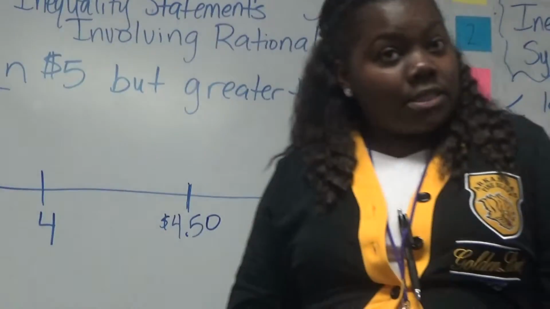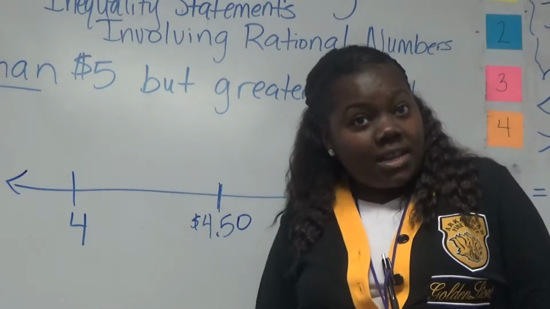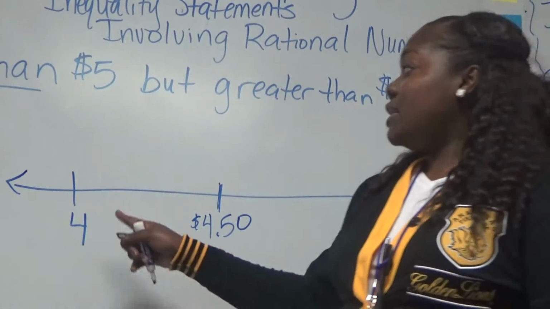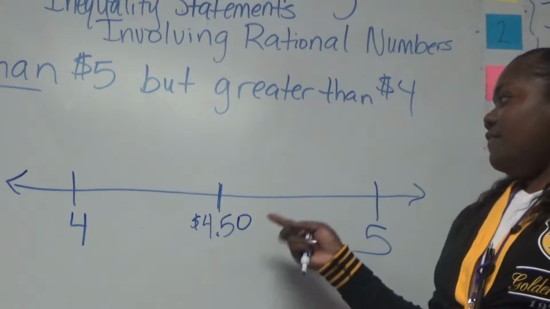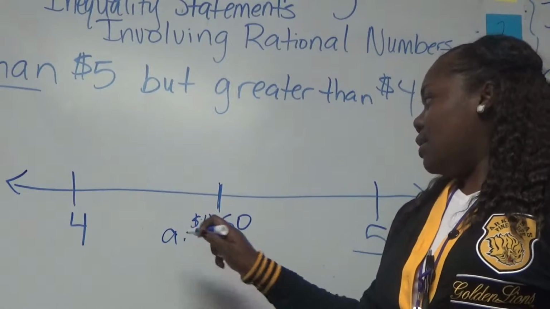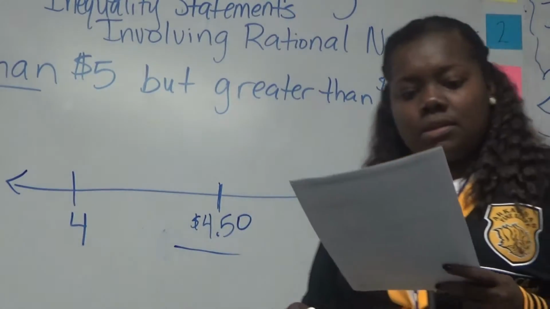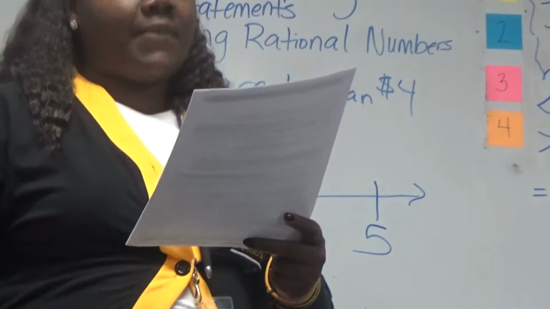Could I have $4.25? Yes. Could I have $4.30? Yes. Could I have $4.01? Yes, because I'm greater than 4 and I'm still less than 5. So for this example, for A, I'm going to use $4.50. That's what I'm going to put for my A. Choose anything between 4 and 5, any number that falls between 4 and 5.